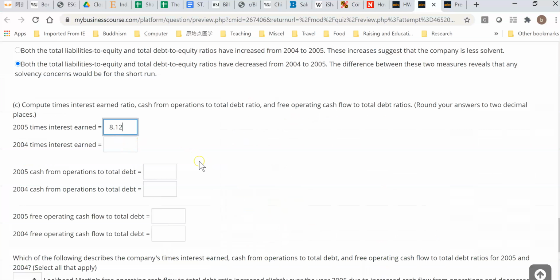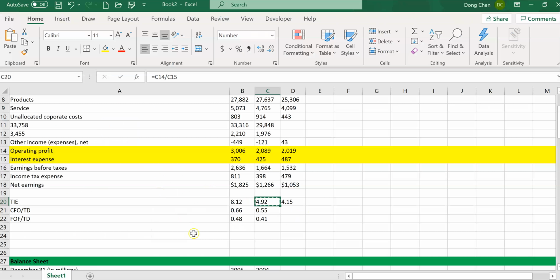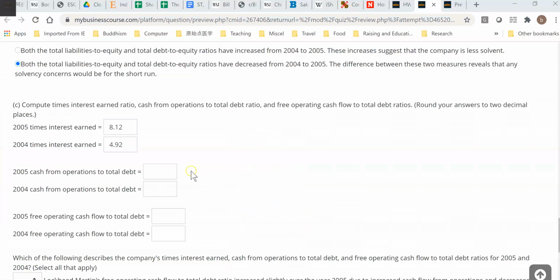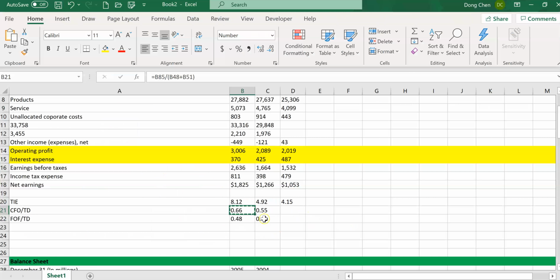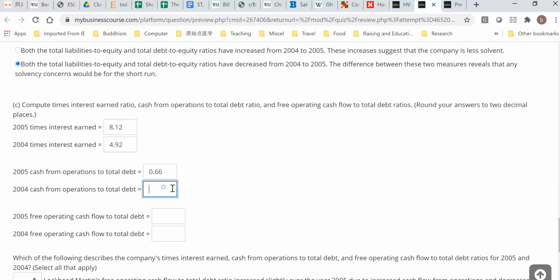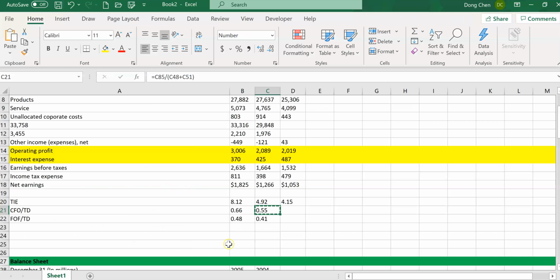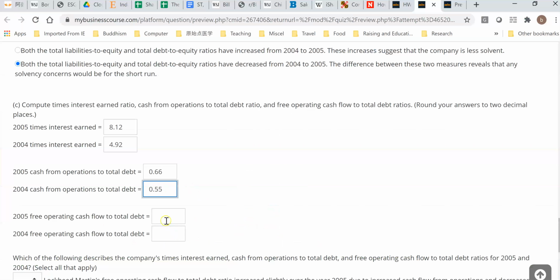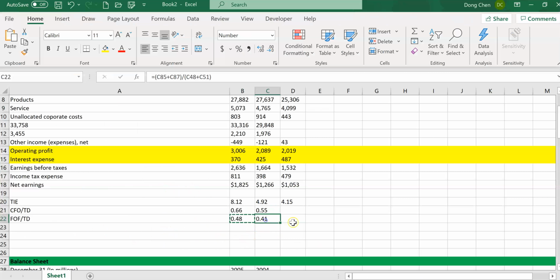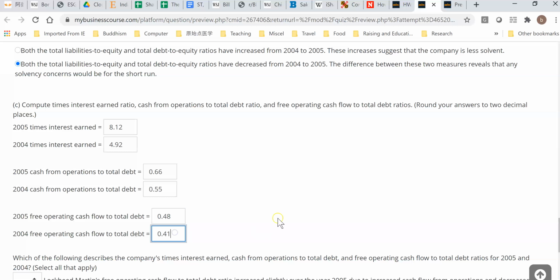Times interest earned is right here, and for the earlier year it is right here. Cash from operations to total debt is right here, 0.66, and for 2004 it's right here. Free operating cash flow to total debt is 0.48, and for 2004 that's 0.41. So then we can see that all these three ratios have been increasing from 2004 to 2005, right?